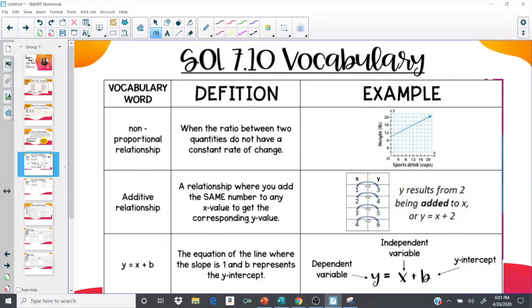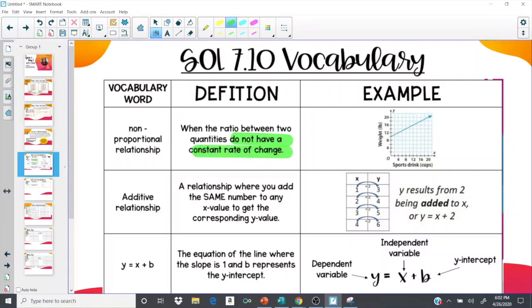Okay, let's discuss some vocabulary words. Today we are going to be working with non-proportional relationships. So we're going to be dealing with vocabulary words that relate to non-proportional relationships. A non-proportional relationship is when the ratio between 2 quantities does not have a constant rate of change. So they do not have a constant rate of change.